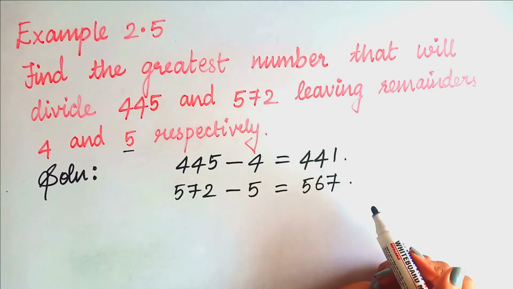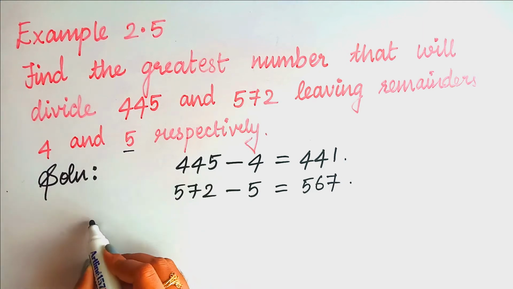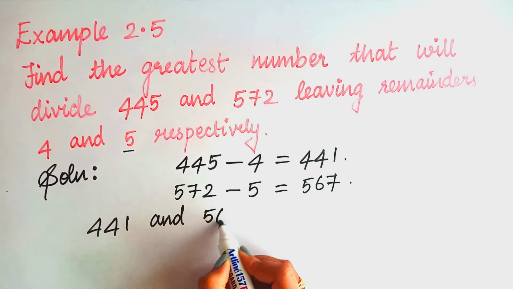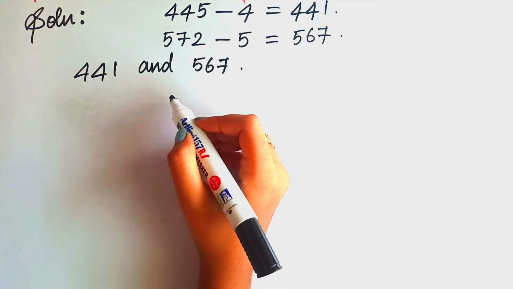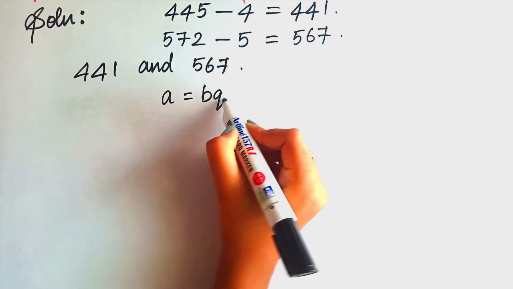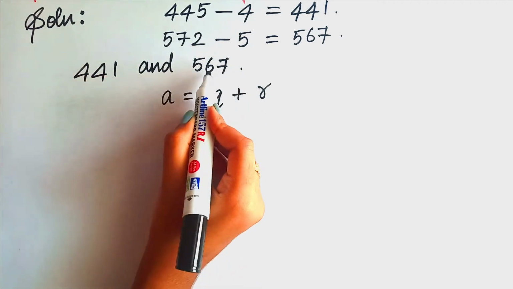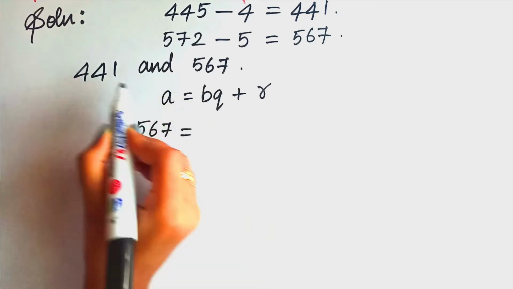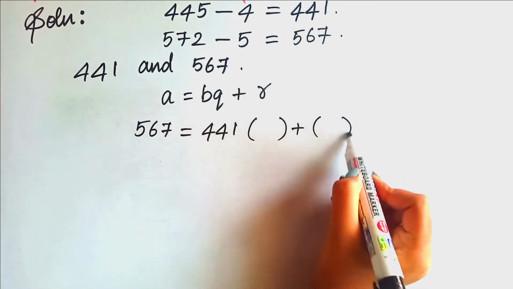Now we are going to find the HCF of 441 and 567. Let's find it. Here we already know the formula for Euclid's division lemma, which is A is equal to BQ plus R. So what is A here? The highest number, which is 567. So we write the highest number on this side, 567, which is equal to B times Q plus R, where B is the next number, 441, and we need to find the quotient and remainder.